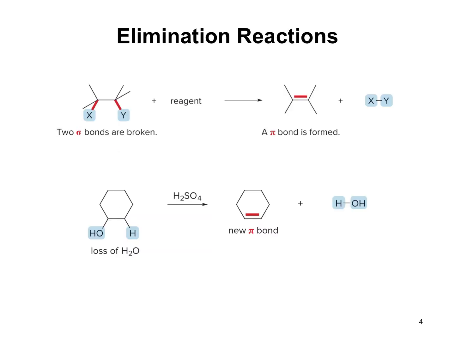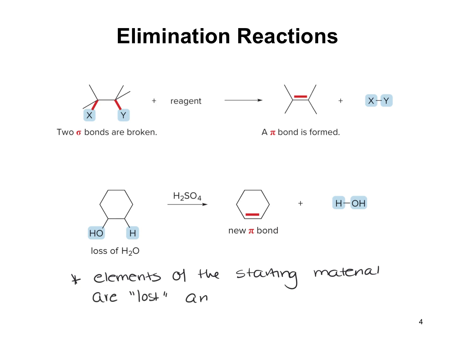Now, we also have elimination reactions. In elimination reactions, this is just a reaction where elements of the starting material are lost and a pi bond is formed.